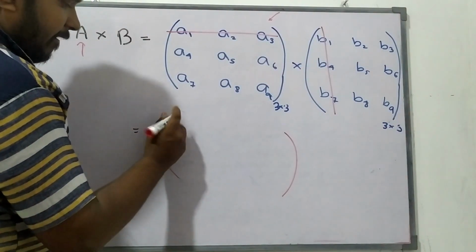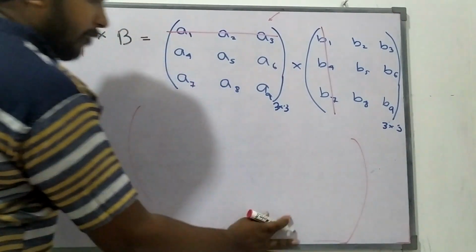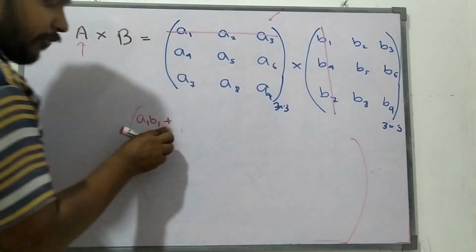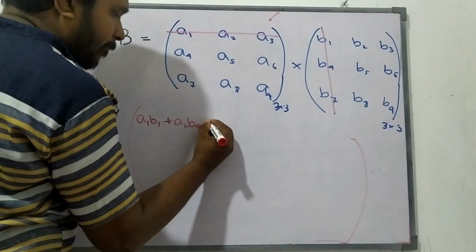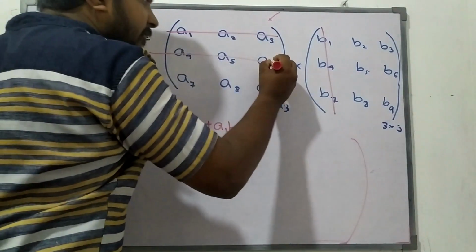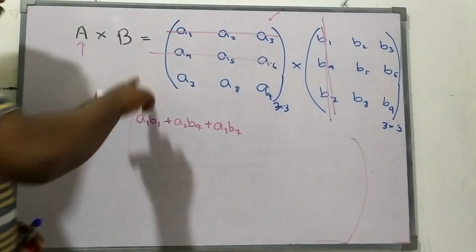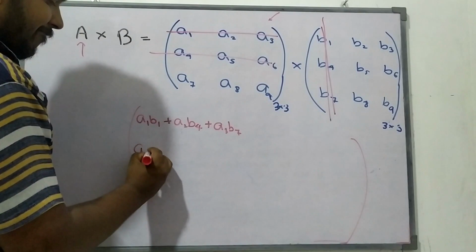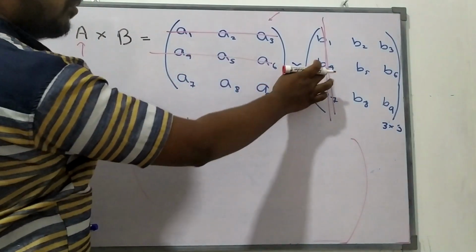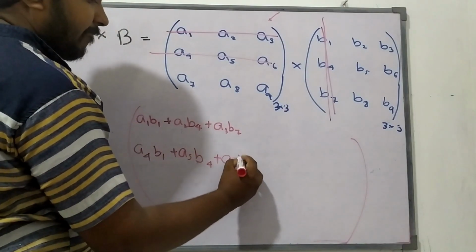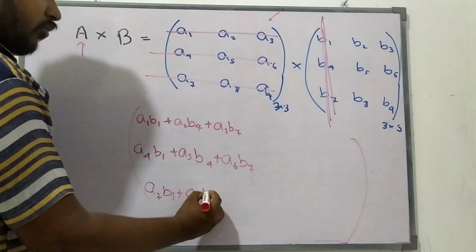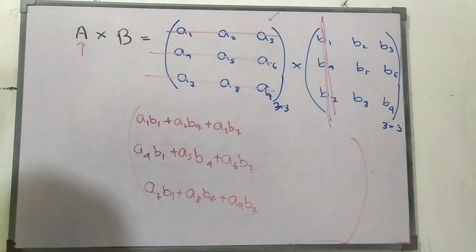A1 into B1, and A2 into B4, plus, you have to add it, A3 into B7. If you want the second row, you just cross the first row with the first column: A4 into B1, A5 into B4, A6 into B7. Likewise, A7 into B1, A8 into B4, A9 into B7. So this is my first column.